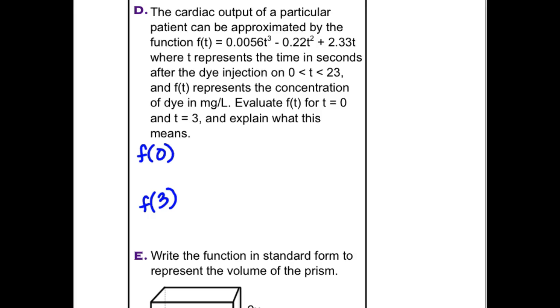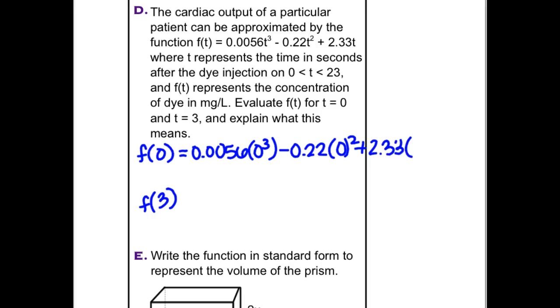Now, one of the cool parts that we could do if we want to, although with decimals it gets kind of yucky, would be to use synthetic division. But because we have decimals, I'm not going to do that. But f of 0, so 0.0056 times 0 cubed minus 0.22 times 0 squared plus 2.33 times 0. Well, all of those go to 0, so that's 0.